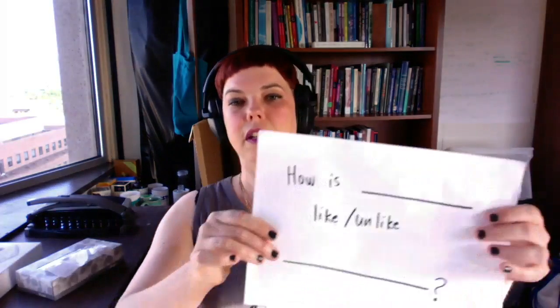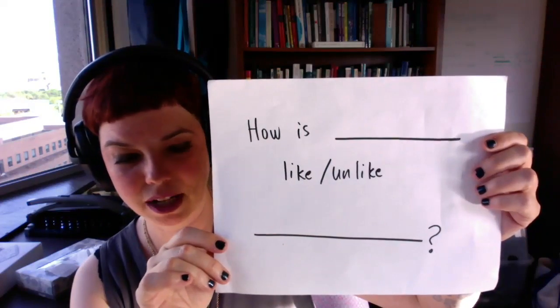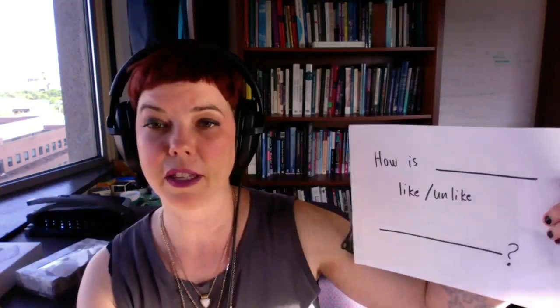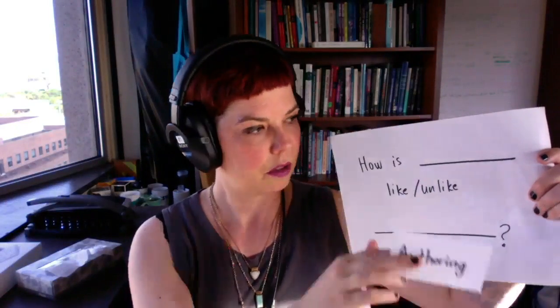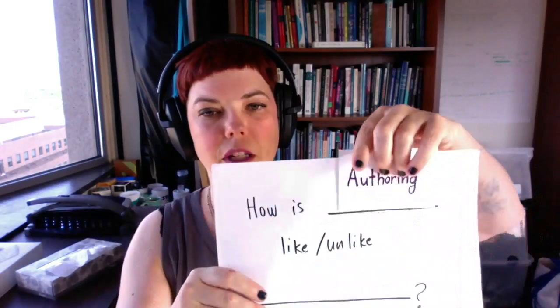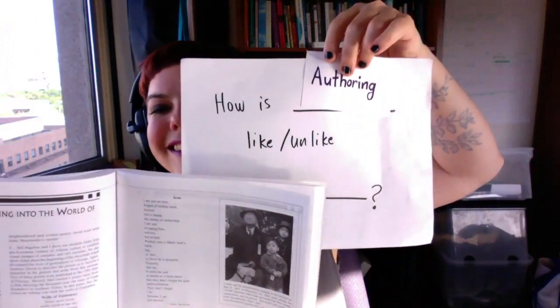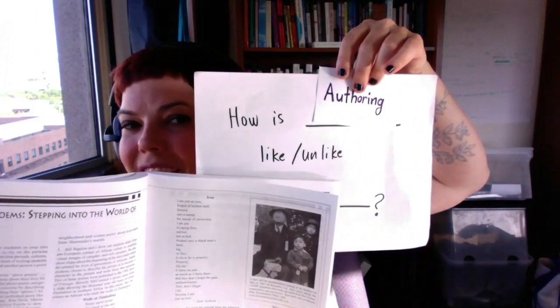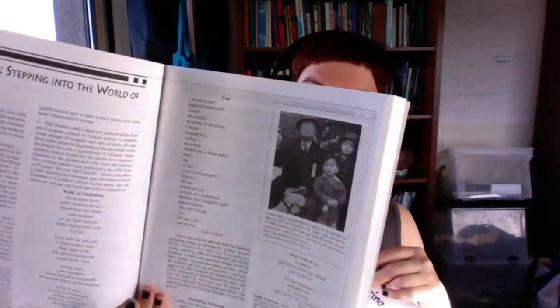So now set a timer for 9 minutes and you're going to do some writing. The question prompt is, how is blank like or unlike another blank? And the beauty is that you can fill this in with any two words. That's why it might be useful for you to have a bunch of concepts. But what I want to do is put my concept here and the image.